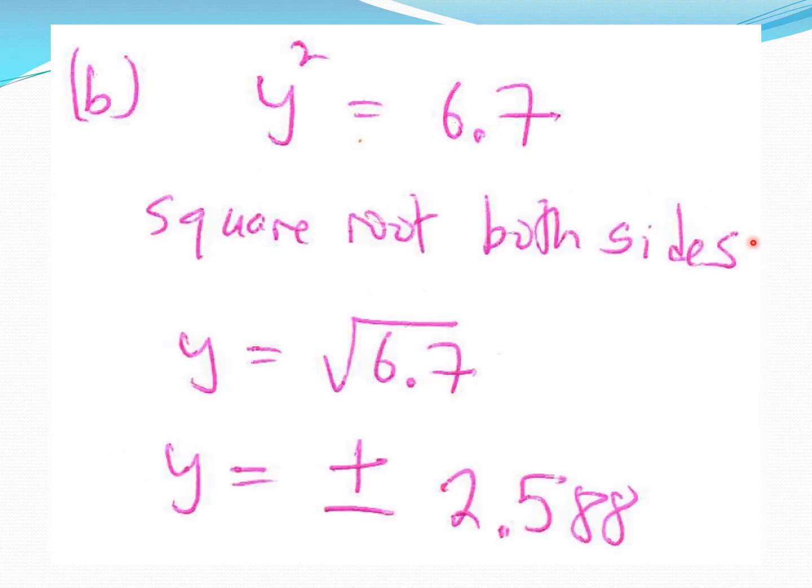So square root both sides. Y equals the square root of 6.7. Y equals, and there are two answers when you take the square root, plus or minus 2.588.